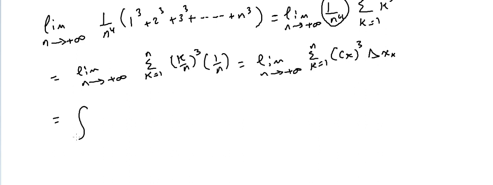It's the integral from 0 to 1. Why from 0 to 1? Because 1 over n is delta x, right? So it's from 0 to 1. The interval is from 0 to 1. That's why delta x is 1 over n. So it's the integral of x cubed dx and it's done.